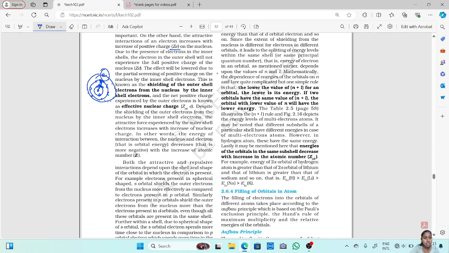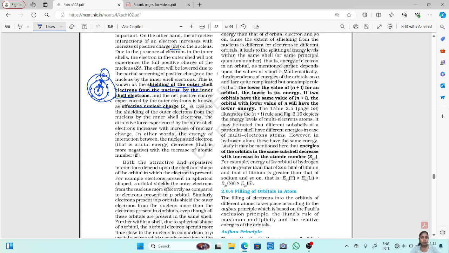This is known as shielding of the outer shell electrons from the nucleus by the inner shell electrons. Shielding means they are hiding the nucleus from the outer shell electrons. And the net positive charge experienced by the outer electrons is known as effective nuclear charge. So whatever positive charge is experienced by this outer electron is known as effective nuclear charge.